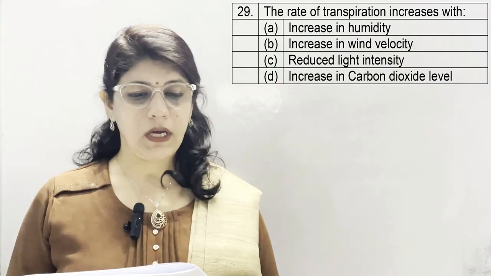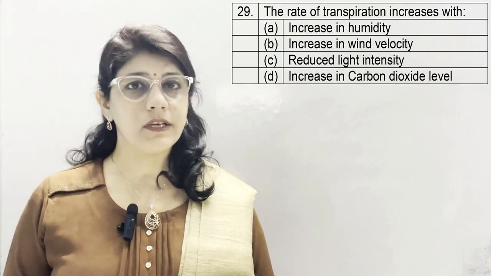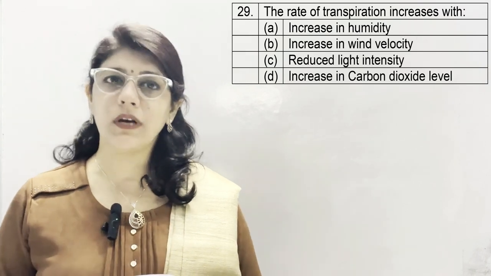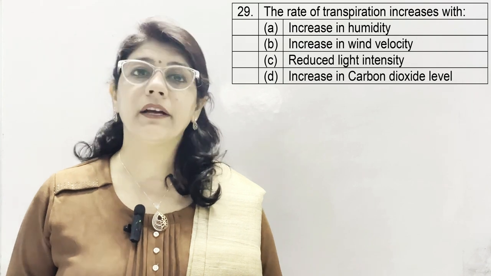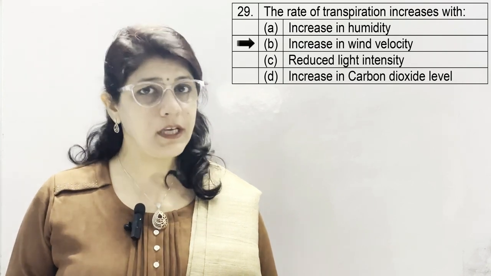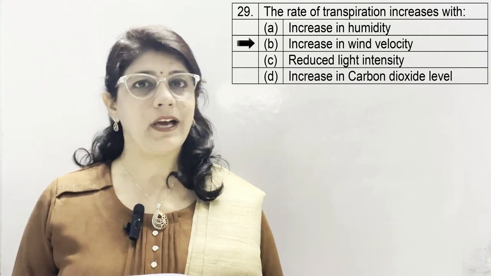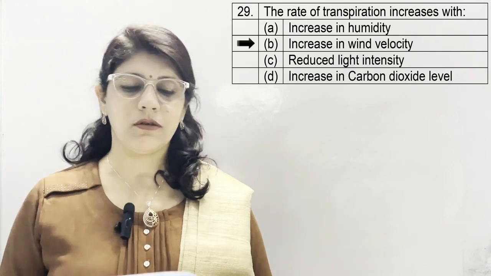In question number 29, the rate of transpiration increases with A option increase in humidity, B increase in wind velocity, C reduced light intensity, and D increase in carbon dioxide level. And the correct option is B, which is increase in wind velocity, because we know rate of transpiration is directly proportional to wind velocity. Both will increase simultaneously.